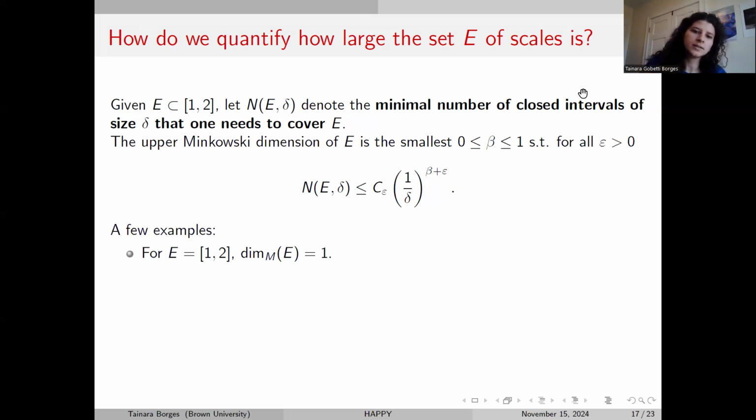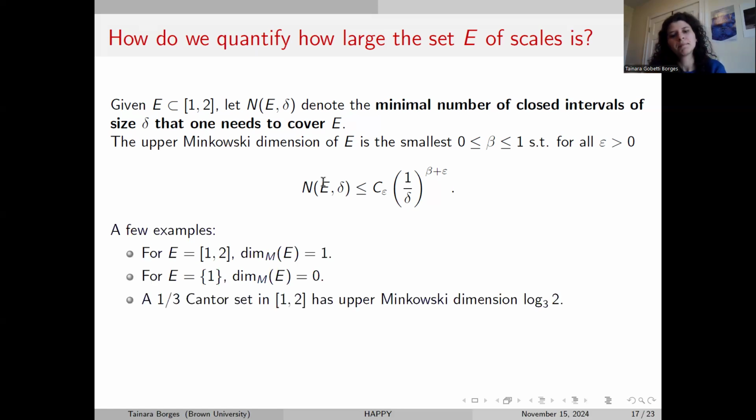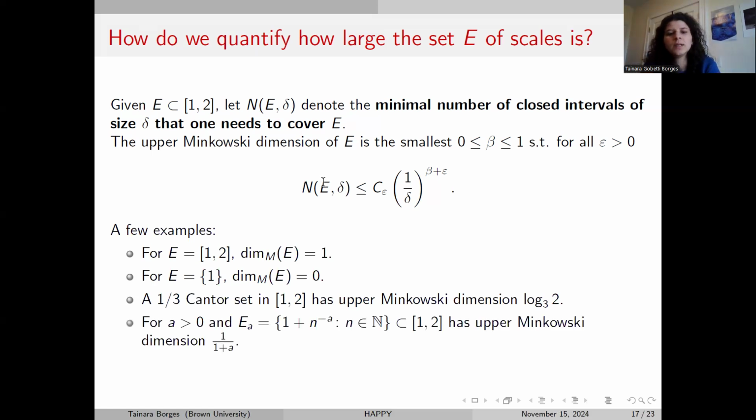Looking at the extreme cases, if you're thinking of the interval [1, 2], you need 1 over delta intervals, so your beta should be 1. In the other extreme, when you just have one point, you really don't need any positive power, so you could just take beta equals 0 and this works. For the 1/3 Cantor set, you get something in between, like log 2 base 3. And there are subsets of [1, 2] that can realize any given dimension. You can achieve things like 1 over 1 plus a, for any positive a, with certain sequences within [1, 2], for example.